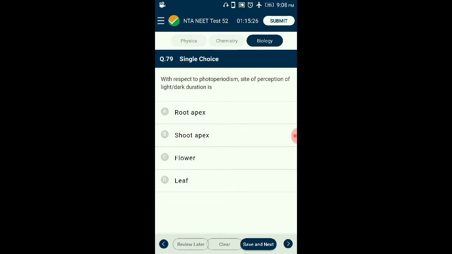The photoperiodic stimulus is received by the leaves, as a result of which the flowering hormone is produced in them, which is then transported to the apical tip, causing the initiation of floral primordia. So the answer is option D, leaf.